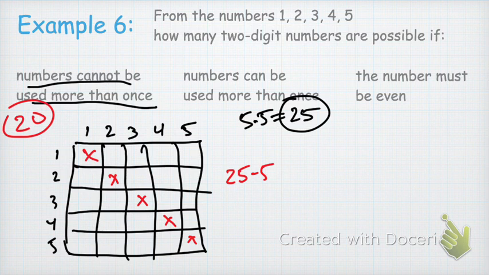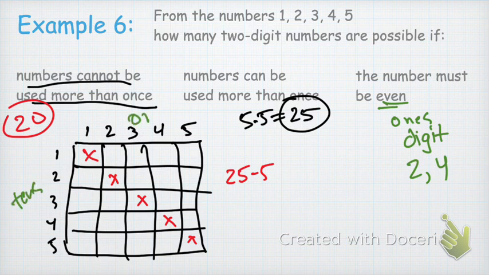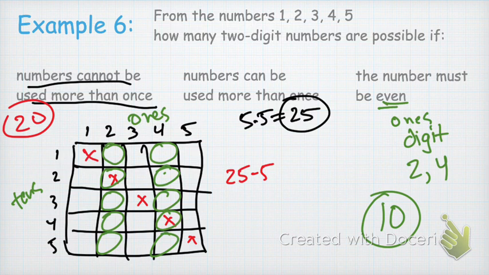And if we wanted to know how many numbers there are where the number must be even, that would mean the ones digit is a 2 or a 4. So if we say that these are the tens and these are the ones digits, then 12 or 14, 22 or 24, 32 or 34, 42 or 44, 52 or 54 would be the options. And we can count them. There are 10 of them, so 10 different possibilities.